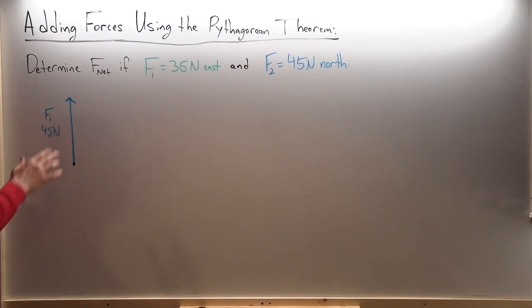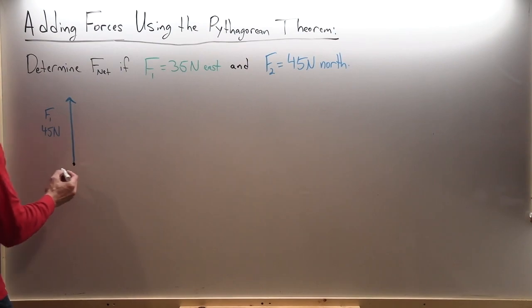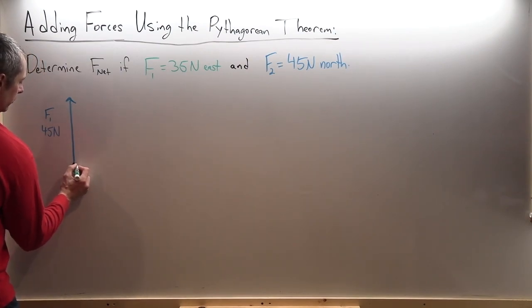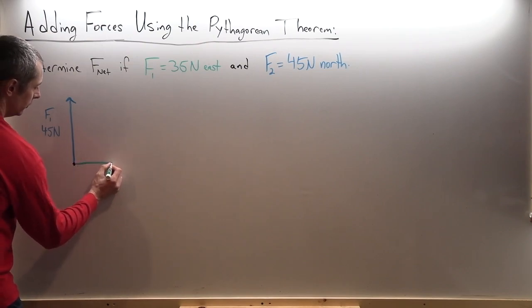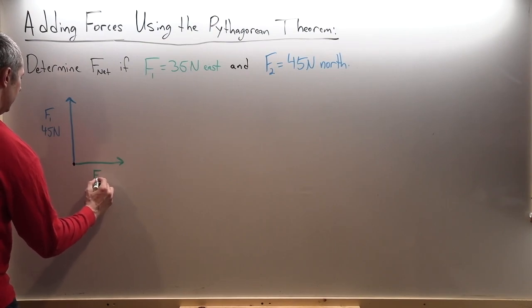and a 35 Newton force to the east. 35 is less than 45, so I'm going to draw this arrow. If it were 45, I'd draw it the exact same length, but because it's 35, I'm going to draw it just slightly shorter. And you just kind of estimate that.